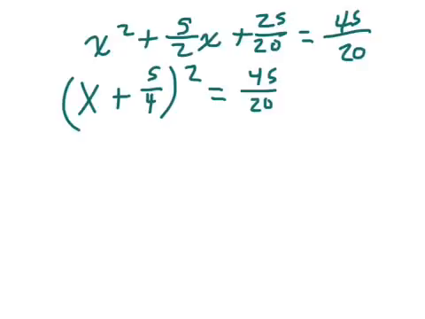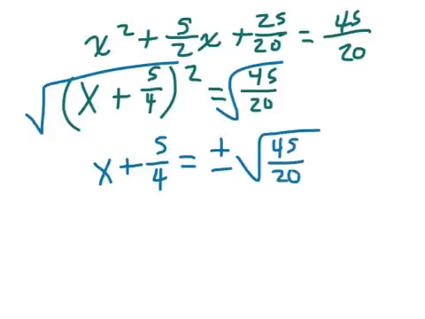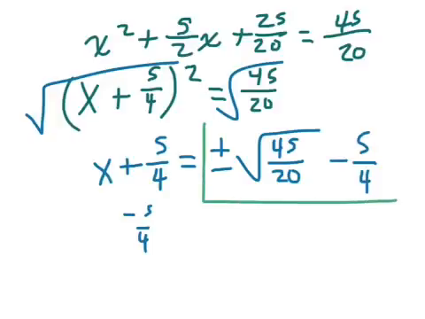Now, we'll begin to solve this one. This one's going to be a little complex, so we may not simplify this all the way down to an irrational number, but we'll at least get to solutions maybe in radical form. So we'll square root on both sides. X plus 5 fourths equals plus or minus the square root of 45 over 20, minus 5 fourths. So this is our solution.